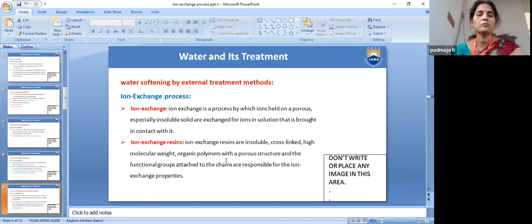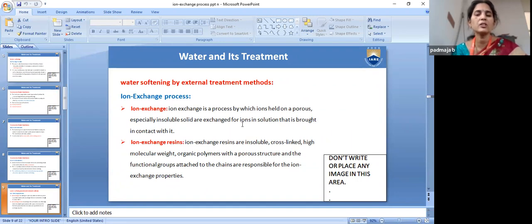So here one topic, ion exchange process in external treatment of water. What is ion exchange? Ion exchange is a process by which ions held on a porous, especially insoluble solid, are exchanged for ions in solution that is brought in contact with it.